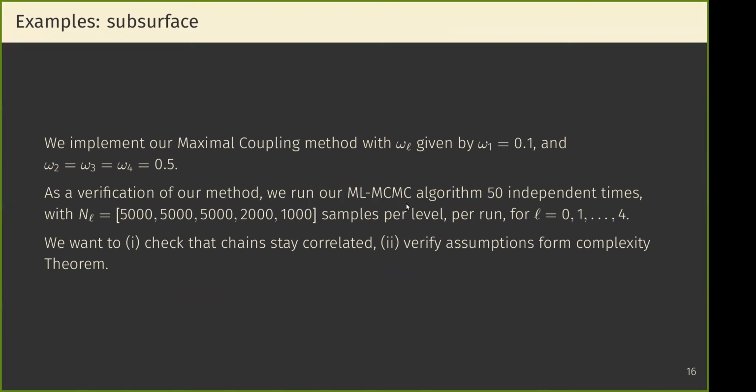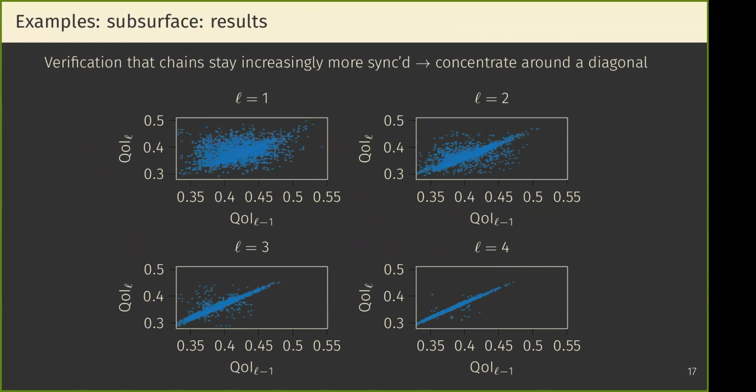So what we do is we run our multi-level MCMC algorithm 50 independent times with this number of samples per level, per run for each level. And what we want to first check is that the chains stay correlated, and two, to verify the assumptions on the complexity theorem that I had a couple of slides ago. And as we can see, it works.